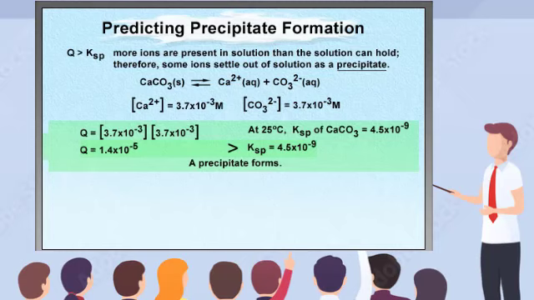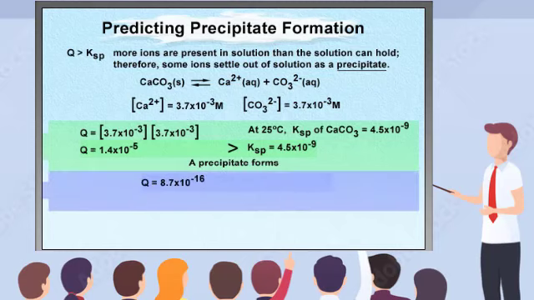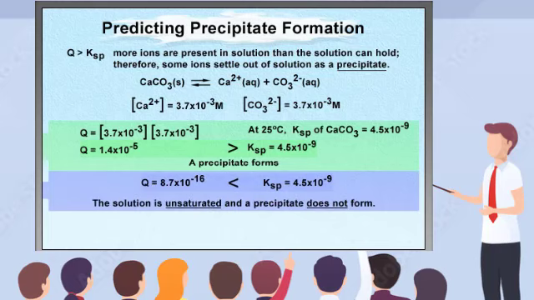If, on the other hand, Q is calculated as 8.7 times 10 to negative 16, which is less than the Ksp value, 4.5 times 10 to negative 9, then the solution is unsaturated and the ions remain in solution. When Q equals Ksp, the solution is at equilibrium, and if more solute is added to the solution, the excess solute will not dissolve.